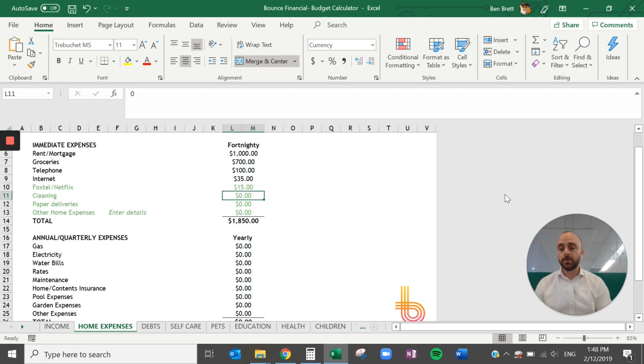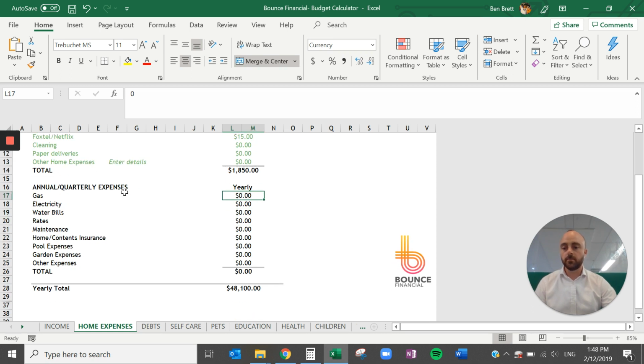They don't have a cleaner, but you can put in your cleaning costs here. We have paper deliveries. This is becoming less common over the last couple of years, but that's still something that people do. And then you can put in any other home expenses. Excellent. Okay, so then we come to our annual expenses. So you'll be able to look at your bills and get a bit of an idea as to how much you spend. Now, if it's the case that you don't want to do that, and for a lot of our clients, we tend to try and estimate some of these things.